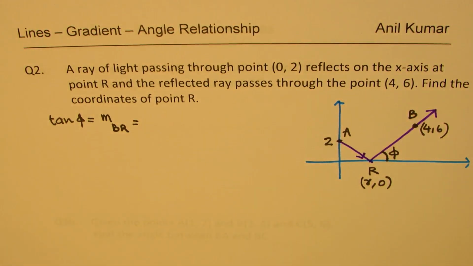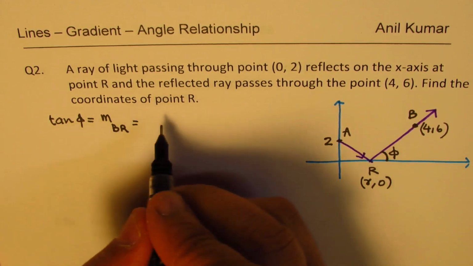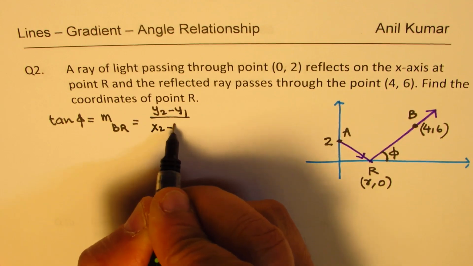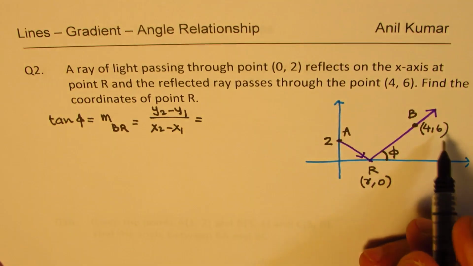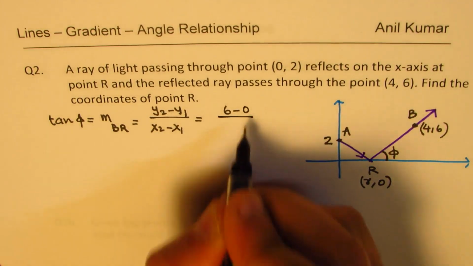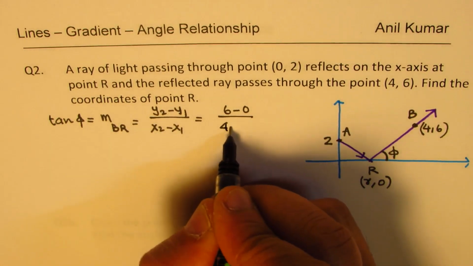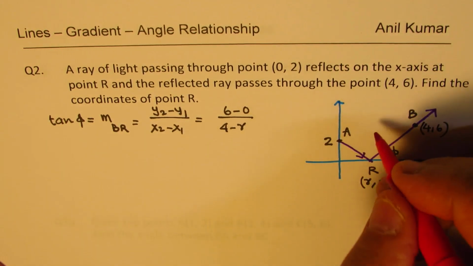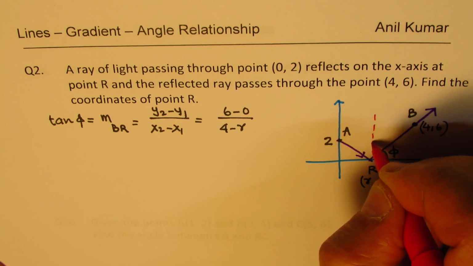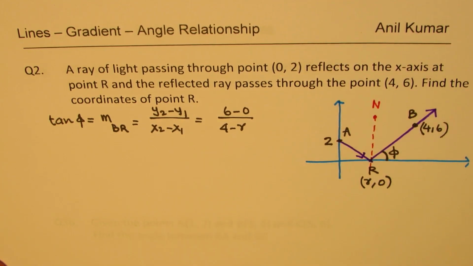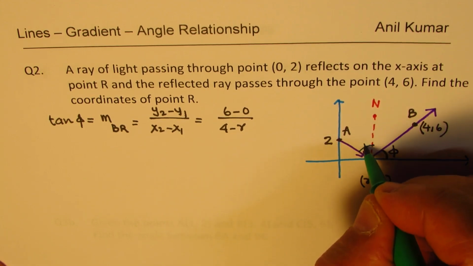Now, the slope of the line you can find using y2 minus y1 over x2 minus x1, correct? So in this case it is 6 minus 0 over 4 minus r. Okay. Now when we're talking about reflected lines, let's consider this to be the normal. Let's call this point here N. In that case, what we really know is that these two angles are equal.